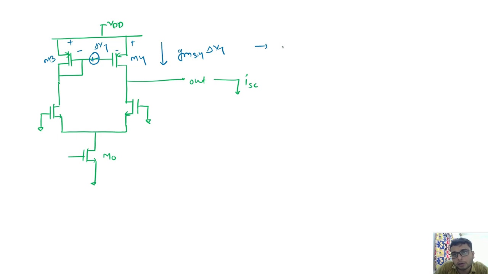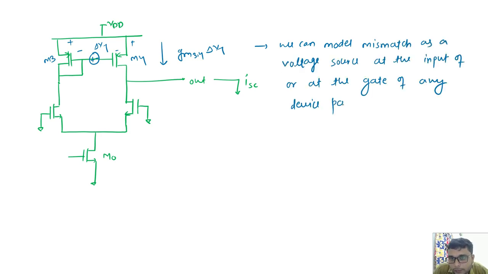So we can model the mismatch as a voltage source. If I am considering M1 and M2, then we have considered the input VT mismatch here, and here at the input of M3 and M4 we have considered it as well. So ISC is what?